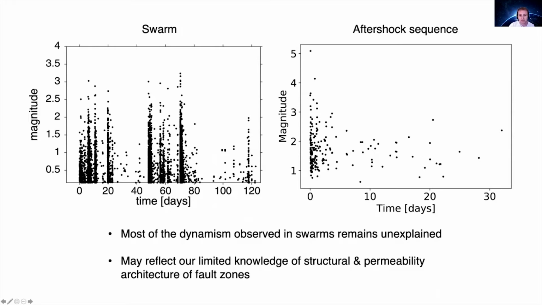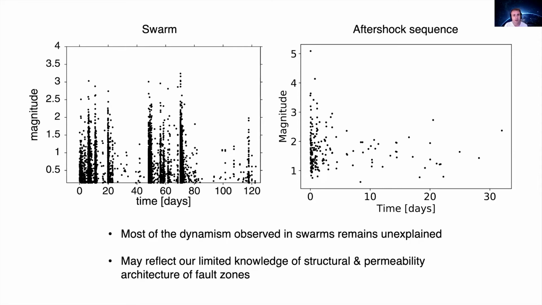However, I can't look at this and tell you what all of these different bursts of activity mean and why it's surging on and off and why it shuts off here after 120 days just so suddenly. And so what's really incredible about swarms is all of this dynamic behavior that we see, which we really don't understand very well. And I think it's reasonable to ask how much of this behavior reflects a lack of knowledge in the structural and permeability architectures of fault zones, because if in particular swarms are driven by fluid behavior, then the permeability structure is going to become quite important.